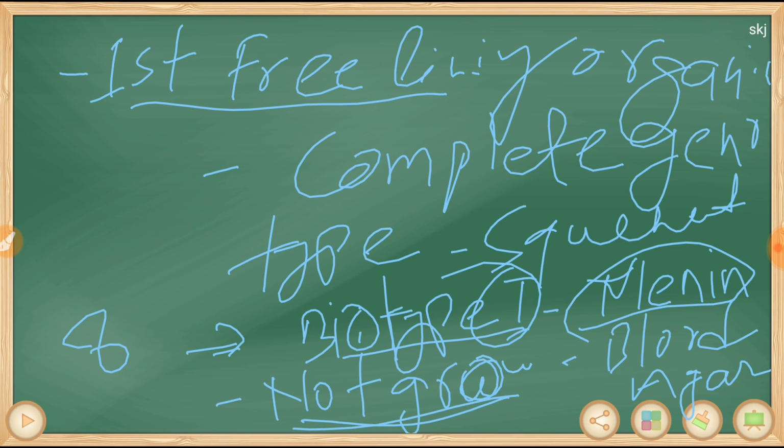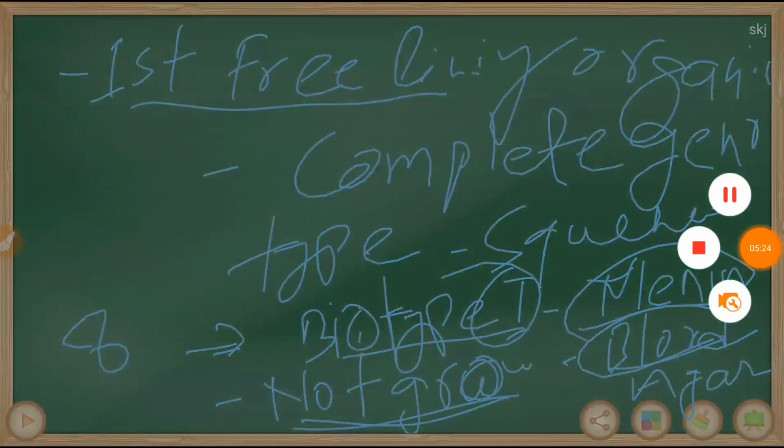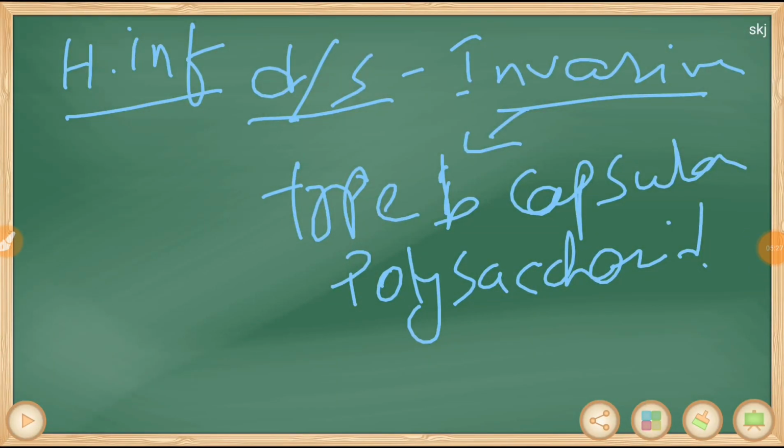The most important point is that it does not grow on blood agar. It cannot grow on blood agar because it requires growth factor 5, but in blood the factor 5 is absent. Next, H influenzae causes two types of disease in human beings: invasive disease and non-invasive disease.